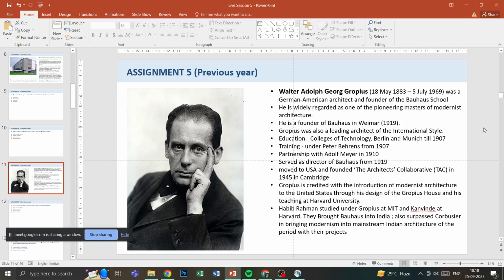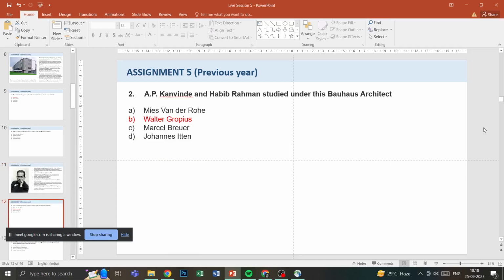So they are credited more for it because they brought modernism into the mainstream Indian architecture, and they're the ones who brought Bauhaus to India because they both had studied under Walter Gropius, who is the founder of Bauhaus. So our answer is Walter Gropius.